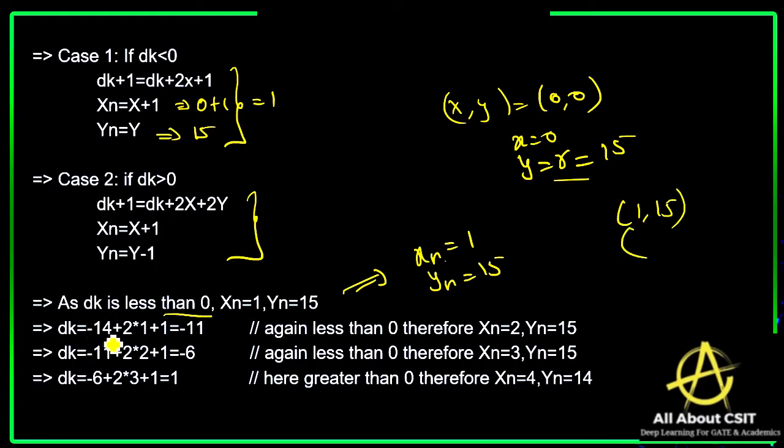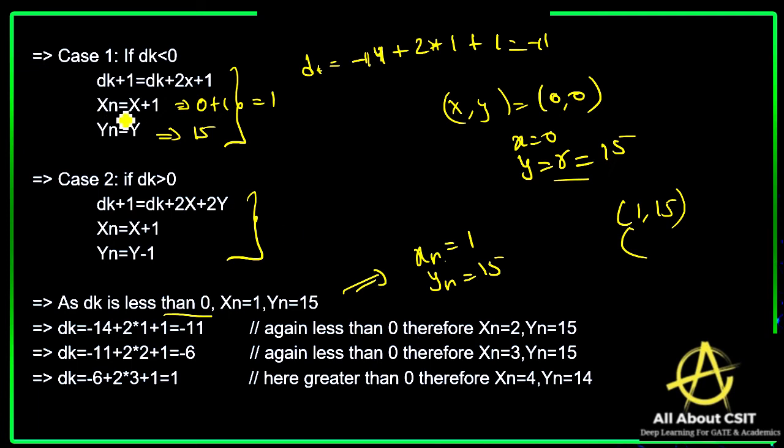What is the second coordinate? Now check the dk value. How are you going to check the dk value? First calculate the dk value. The dk value is minus 14, whatever you get. Here dk is less than 0. So minus 14 plus 2 into 1 plus 1 is equal to minus 11. So you got minus 11. That is also less than 0.